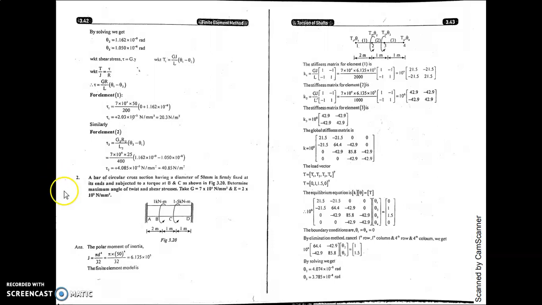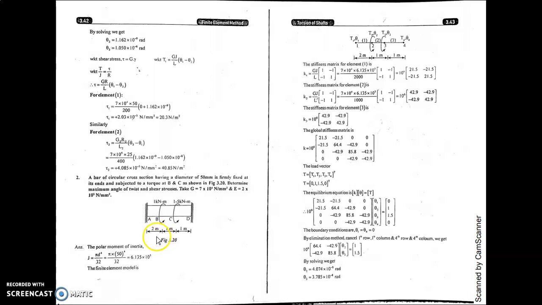So first, given the figure, you model it as a 1D bar element like this. How many nodes are there? Definitely there will be 2 nodes at its ends, and load is given at this point as well as this point. Hence totally 1, 2, 3, 4 nodes you must have. So the first element has a 2 meter length, the second and third have 1 meter length each.